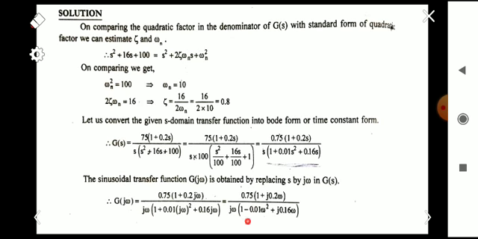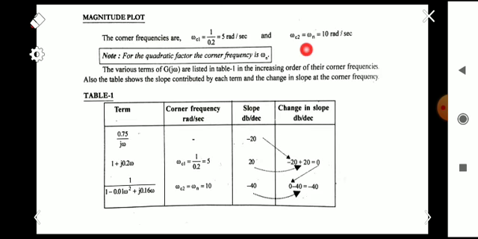And for the second order function here, we know that the corner frequency will be its natural frequency, that is, omega c2 equals omega n equals 10.